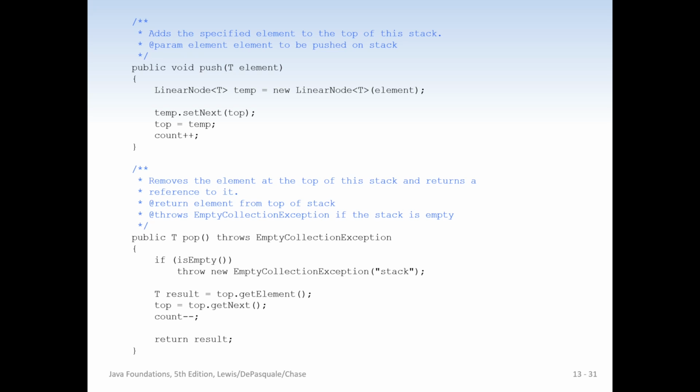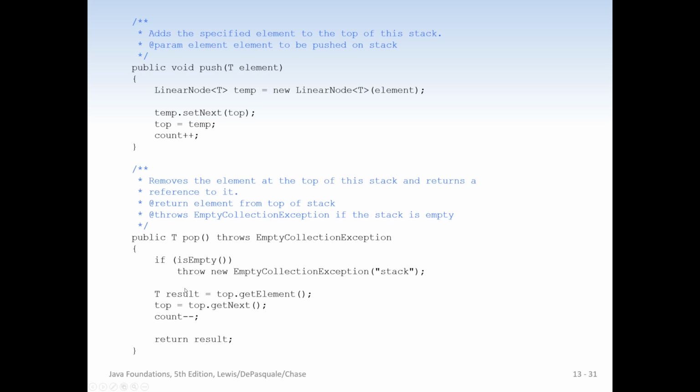So what this is going to do is it's just going to add a node to our list. Okay. We have our pop, which again throws the empty collection exception. So if it's empty, we throw this exception. We're going to say T result. So this thing is going to return the element on the top, right? It's not going to return the node. It's going to return the element.